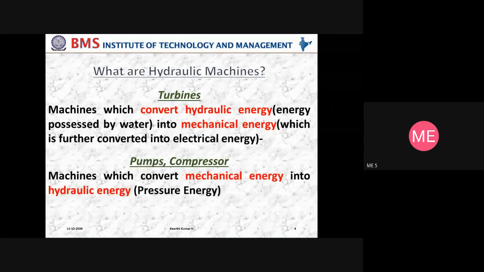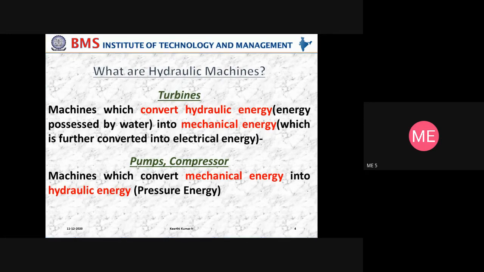Instead of water, if I put gas, then it will become a gas turbine. Instead of water, if I put steam, then it will become a steam turbine. Understood? So any machine which utilizes the hydraulic energy or fluid energy for the rotation of the shaft is considered a power generating machine. So based on the input, you can call it different names. I'll draw one figure and I'll show you.